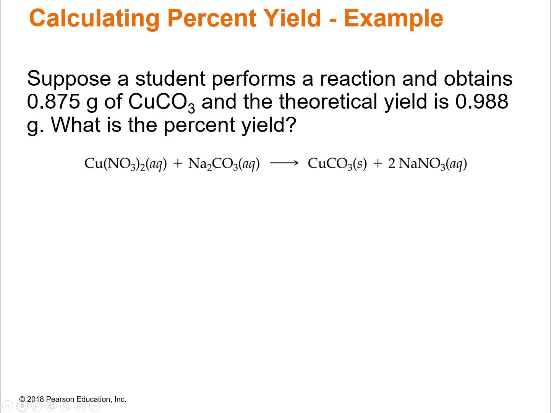So first I'll show you an example of just a simple percent yield problem. Let's say that you perform a reaction and you obtain 0.875 grams of copper(II) carbonate. That word obtains lets you know that that's your actual yield.